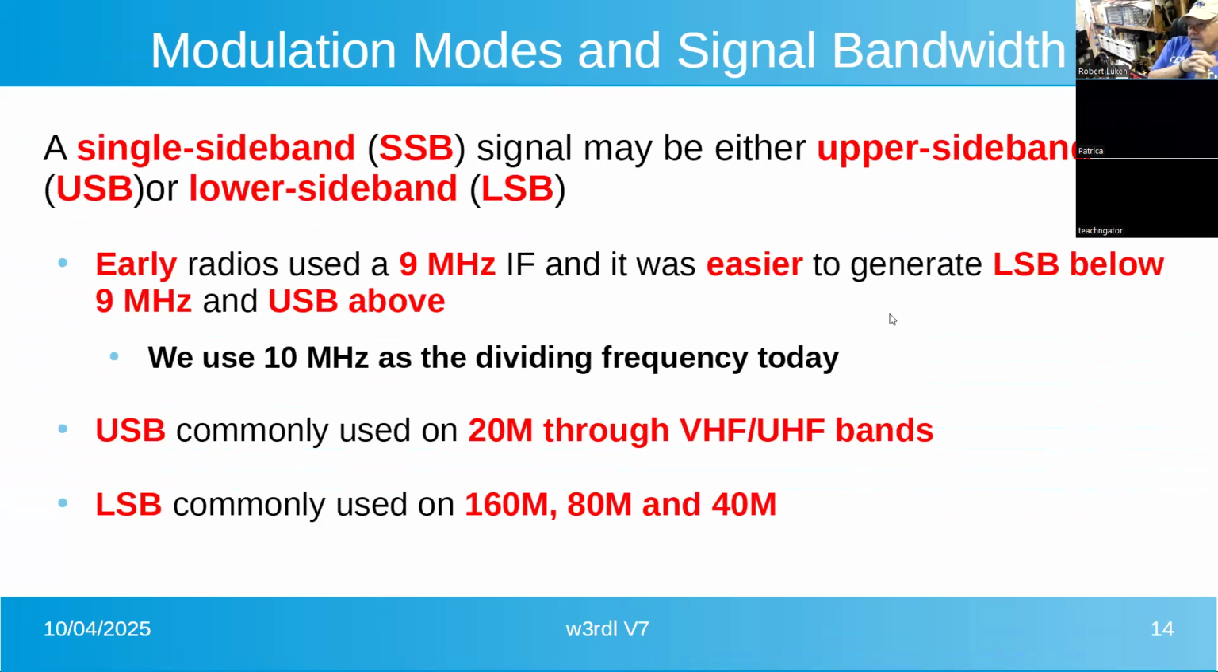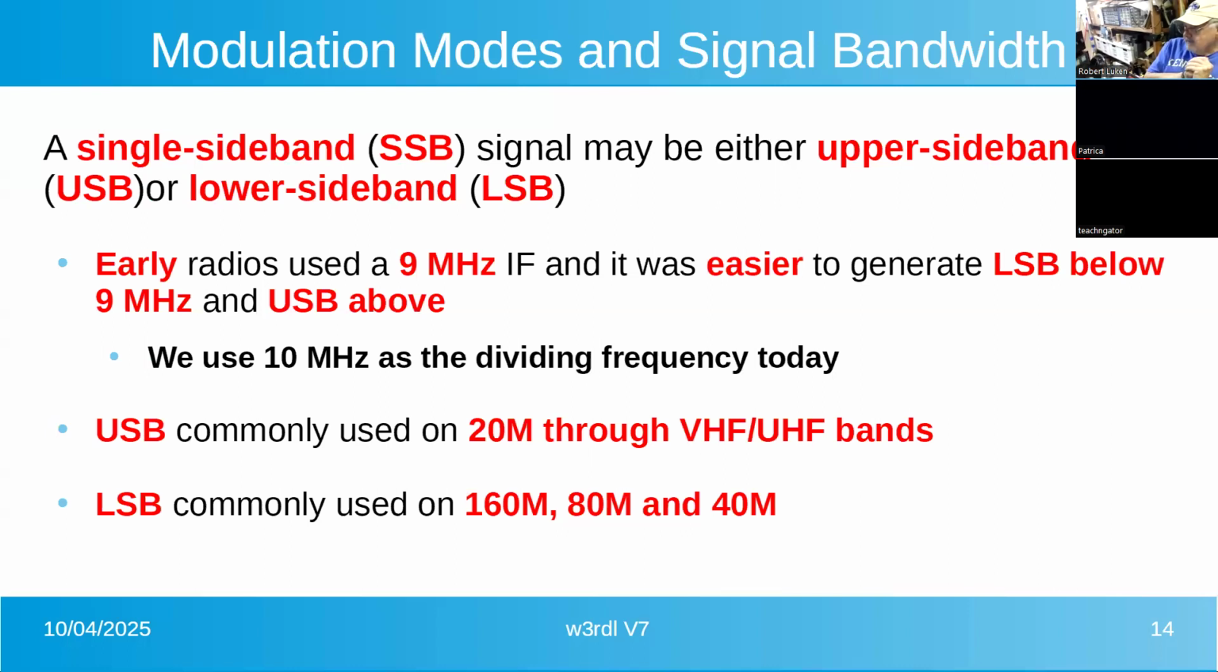Like I said, single sideband, you either choose upper sideband or lower sideband. Back in the early days, it was easier because of the technology to generate a lower sideband signal when you were operating below 9 megahertz, and upper sideband above. That's not a law or a rule or regulation. It's just kind of established protocol. So we still follow that pretty much.